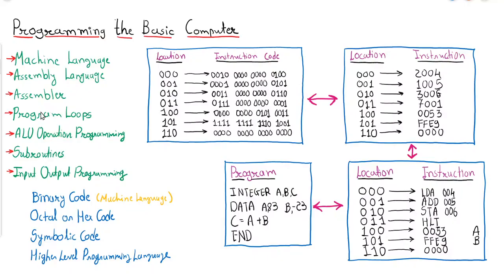Then from here onwards we will discuss how various concepts of a higher level programming language will be used. Let's say how a loop will be implemented, how ALU operations will be implemented, how a subroutine will be implemented, and then how input output programming will be implemented. So let us start our discussion with the machine language.